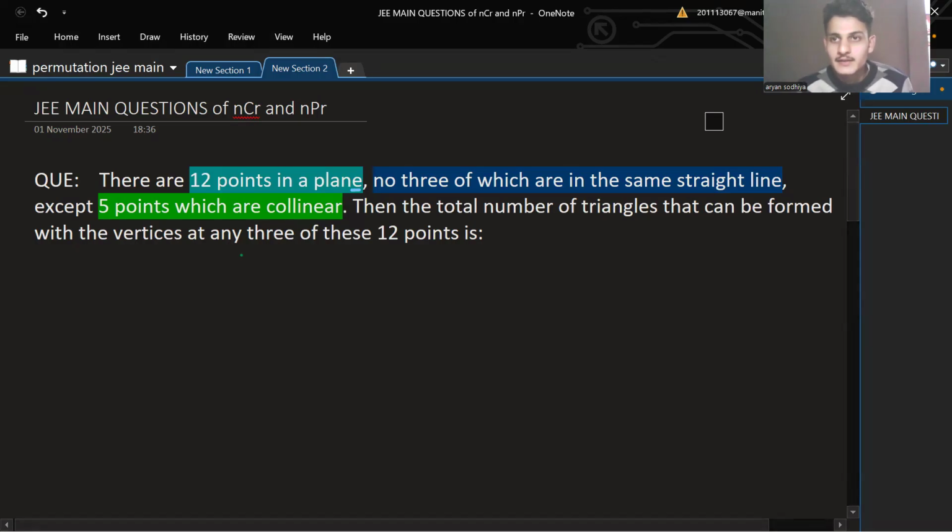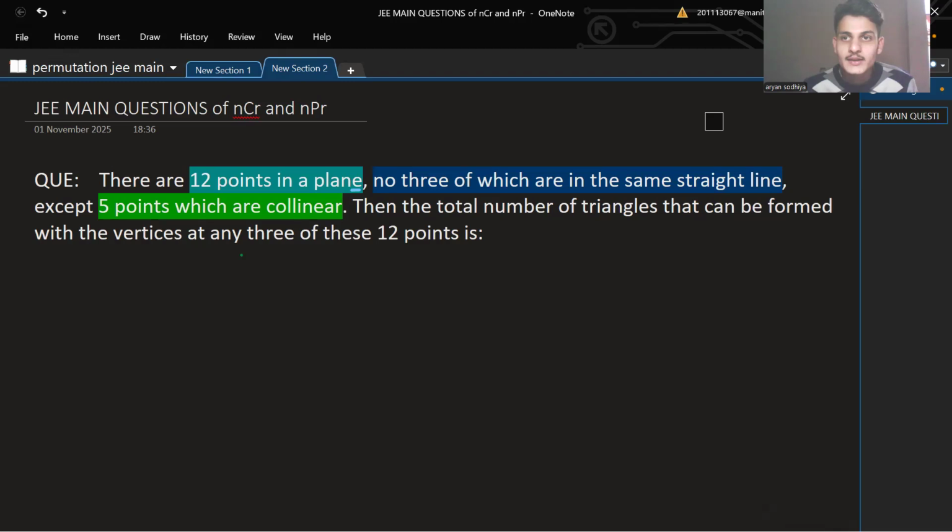In our previous lecture, we discussed NCR and NPR and various problems of NCR and NPR. So in this lecture, we will be going through more problems of NCR and NPR. As I discussed, we will be discussing more problems that are useful for the JEE preparation. So here I am with one more problem.